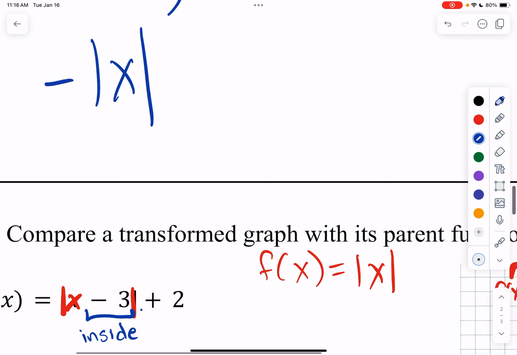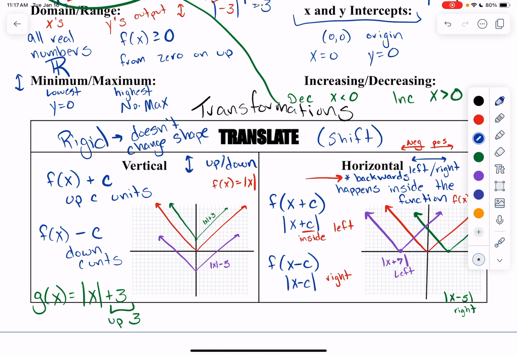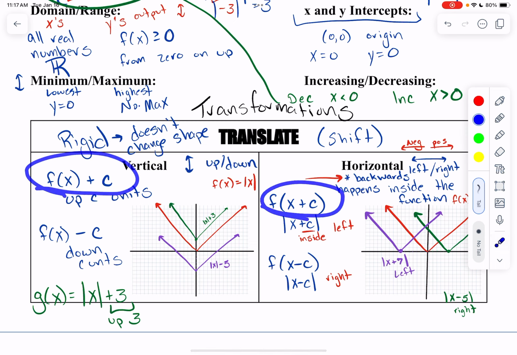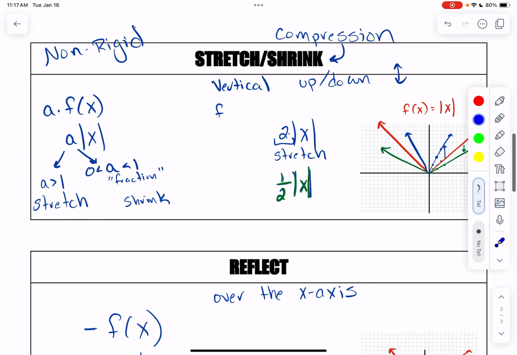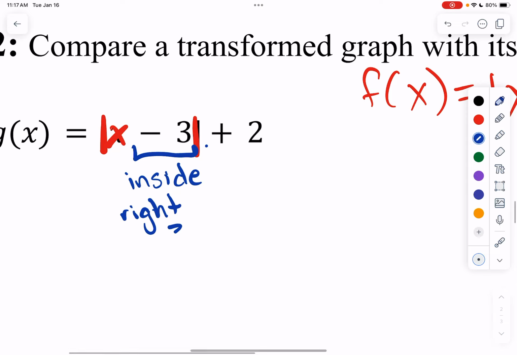I'm adding or subtracting. That tells me it's going to be a translation. Our translations are all adding and subtracting. Is the adding and subtracting happening on the end or happening inside? Happening inside. So that's horizontal. We know horizontal works backwards. So that subtract 3 is actually going to move this graph to the right. It's going to move it to the right 3.